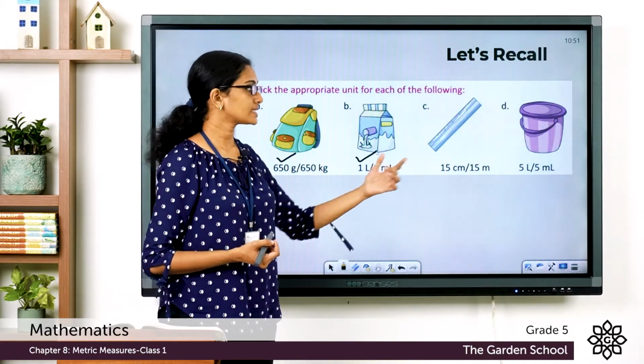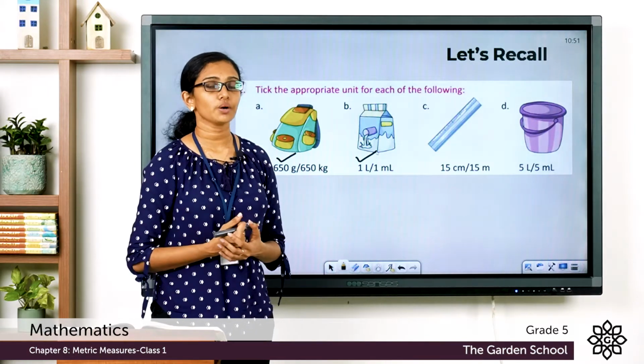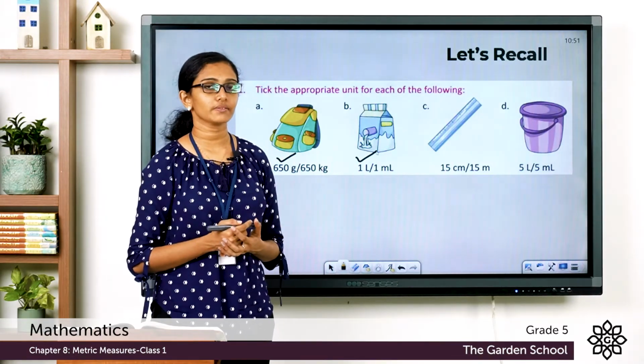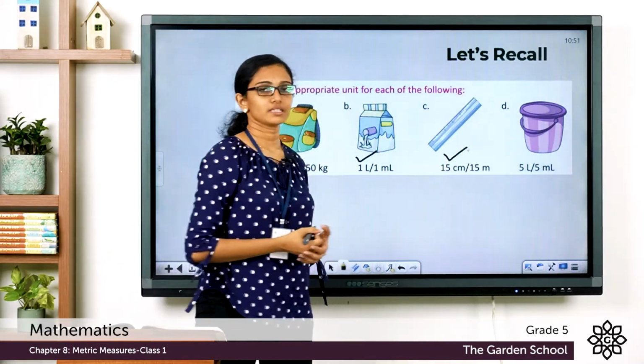Would it be 15 centimeter or 15 meter? Can you please check your ruler? Do you see the measurement given there? It would be 15 centimeter.